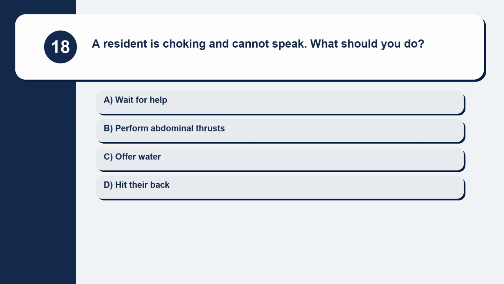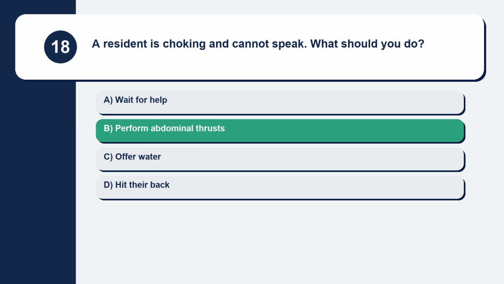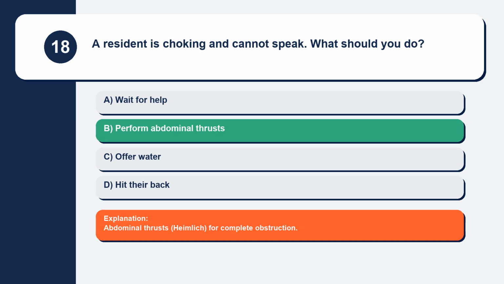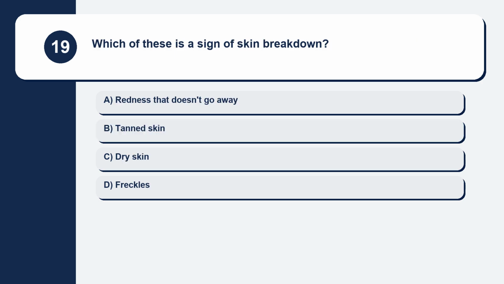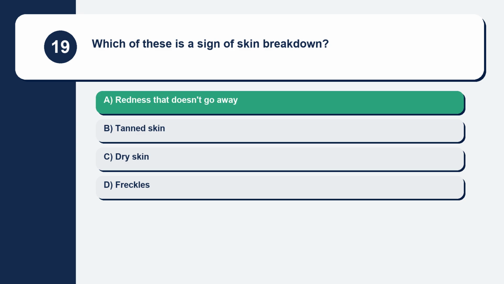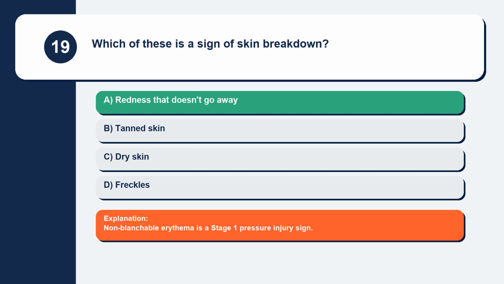Question 18. A resident is choking and cannot speak. What should you do? Wait for help, perform abdominal thrusts, offer water, hit their back. Abdominal thrusts, the Heimlich, for complete obstruction. Question 19. Which of these is a sign of skin breakdown? Redness that doesn't go away, tan skin, dry skin, freckles. Non-blanchable erythema is a stage 1 pressure injury sign.